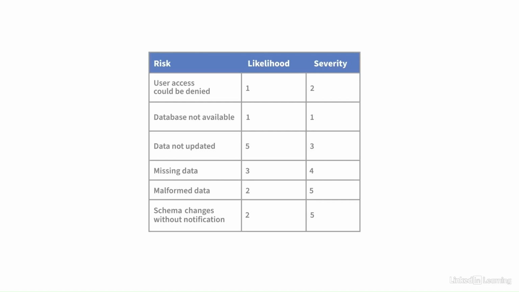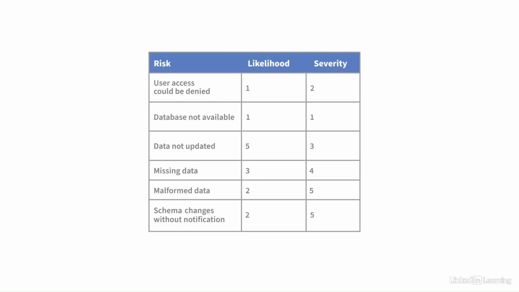And then now you have the risks and the likelihood, and then you look at the severity. User access denied, how severe would this be? This most likely will be 2, because it will take you some time to figure out why this is. You might have to talk to the engineers on the data source side. So let's say that's 2 of 5. Then database not available. Let's say severity here is 1 of 5. There's nothing happening on your side, and there's not a lot you can do about it.